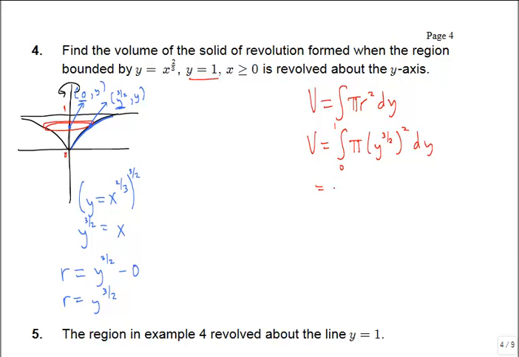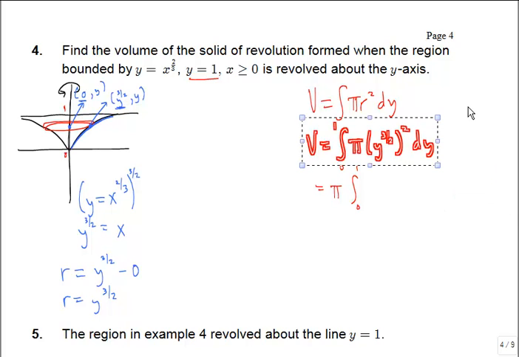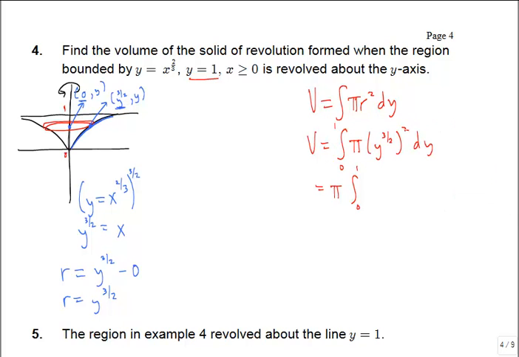So to integrate, let's pull out our pi. Y to the 3/2 squared is a power to a power, so you multiply. So 3/2 times 2 is just 3. So this is going to be y cubed. And the integral of y cubed is y to the 4th over 4. And when I plug in 1, I'm going to get 1/4. When I plug in 0, I'm going to get 0. So this is just pi over 4.